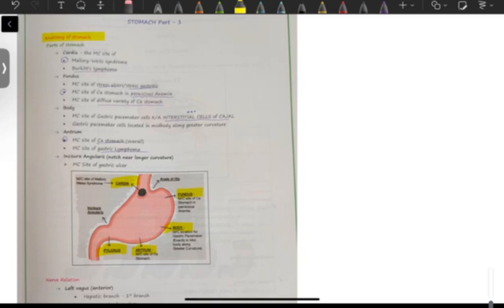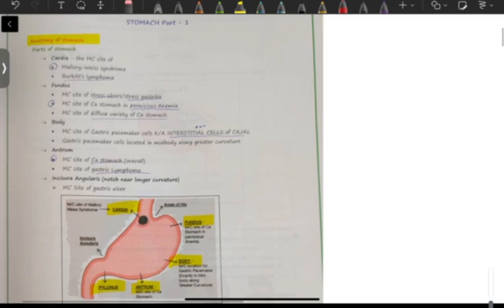What do we know about cardia? Basically we'll be saying related to pathology only. So cardia, why should we know about cardia? It is the most common site for Mallory-Weiss syndrome and Burkitt's lymphoma. We all know about Burkitt's lymphoma. It is a tumor of lymph nodes, or basically WBCs.